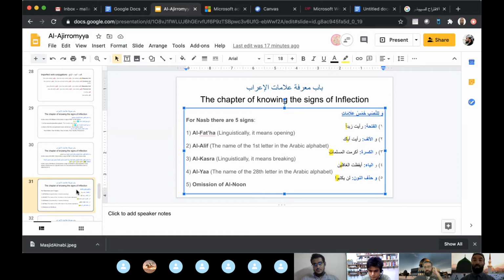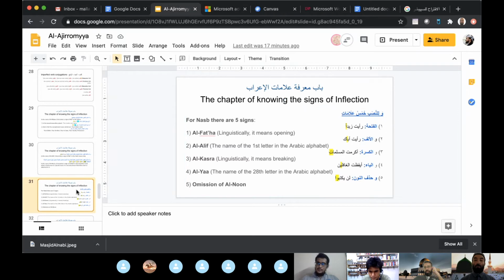I have a question. Yes. This last part, the omission of the noon, is that just when we are reading or saying it? Eventually the noon is there, but we omit it. Is it like a ghunna? So I think you're mentioning the rules of tajweed. For the rules of tajweed, yes, you still write the noon, but sometimes the noon is merged with something else, so you don't necessarily pronounce it.